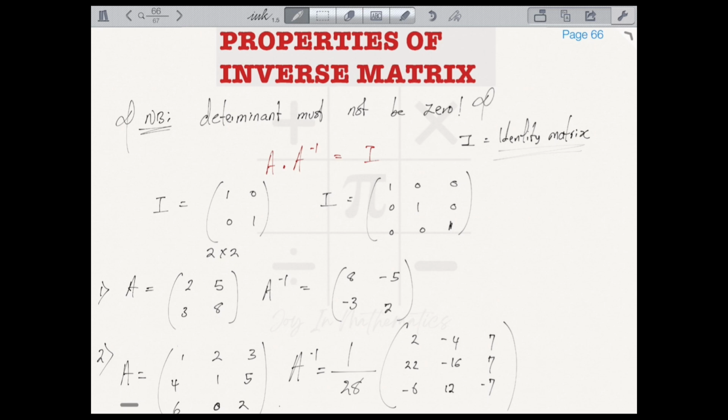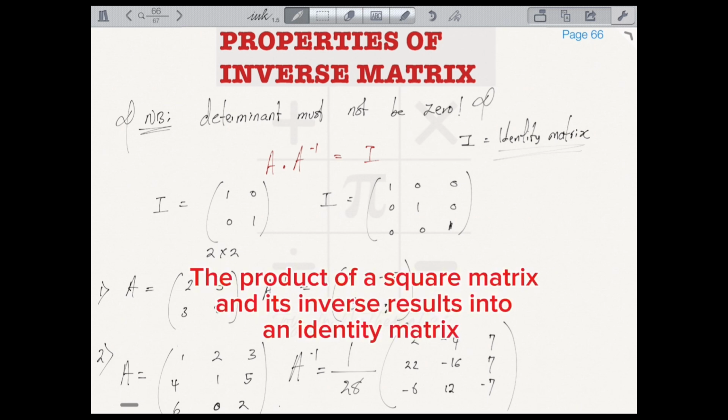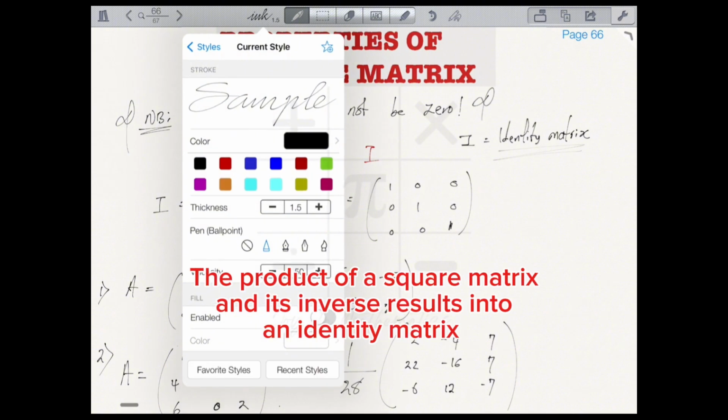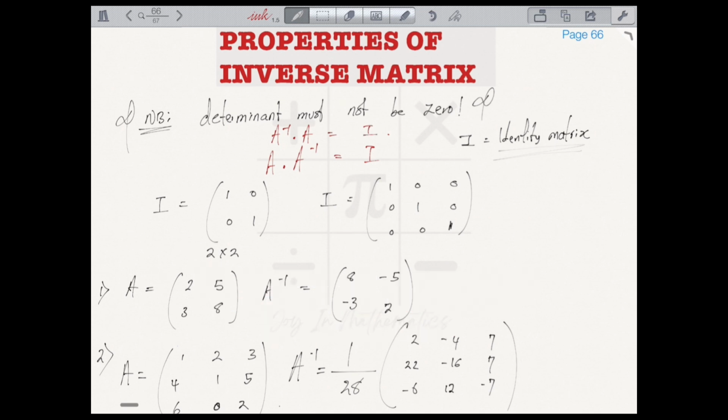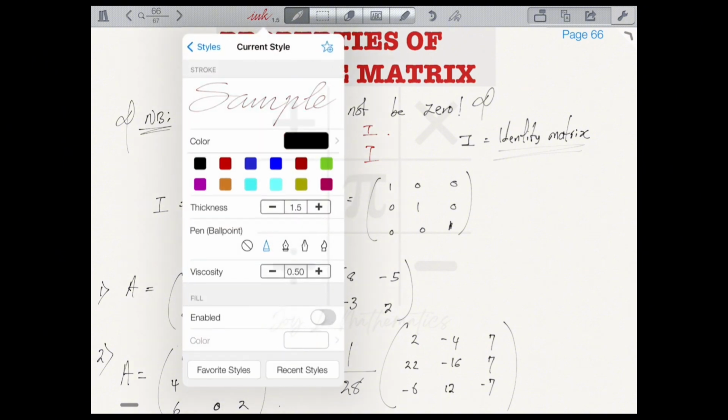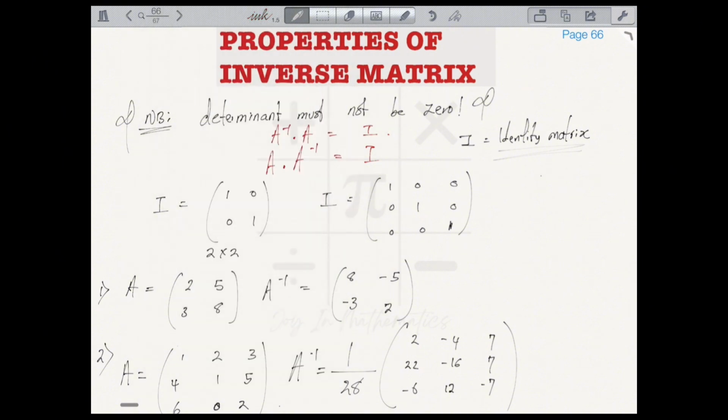Okay, that is the product of a square matrix and its inverse in whatever order. It can also be A inverse multiplied by A, and we'll have an identity matrix. Now, our identity matrix, as we've seen in the types of matrix, is a diagonal matrix in which all the elements of the diagonals are unity. So this is the identity matrix for 2 by 2. Likewise, this is the identity matrix for 3 by 3.